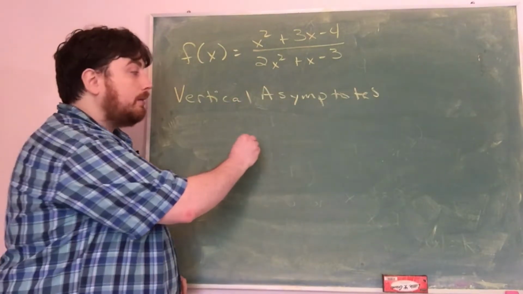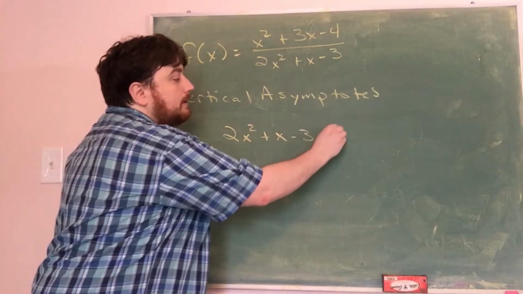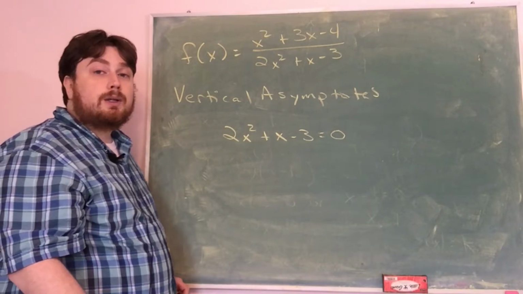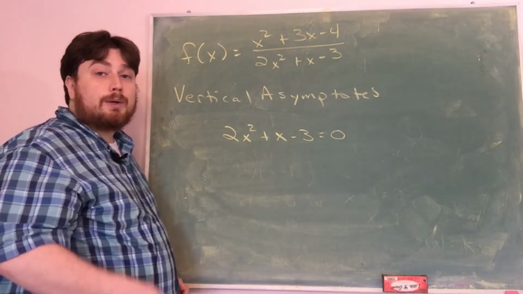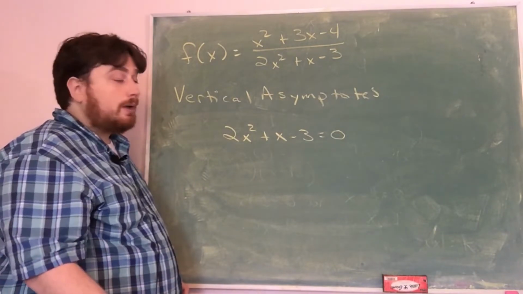Now, in order to do that, we would set 2x squared plus x minus 3 equal to 0. And now we have to solve a quadratic equation. We can do that either by factoring or by using the quadratic formula. Here this factors fairly nicely, so we're going to go ahead and do that.